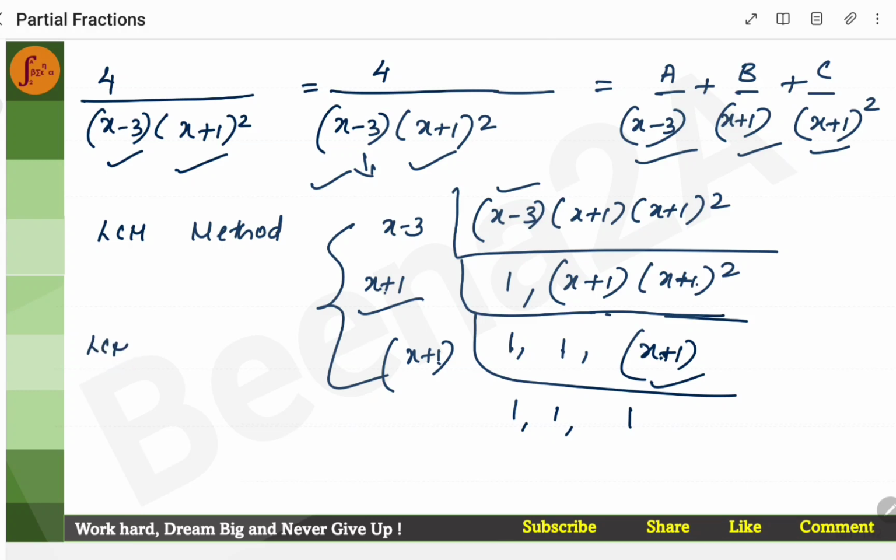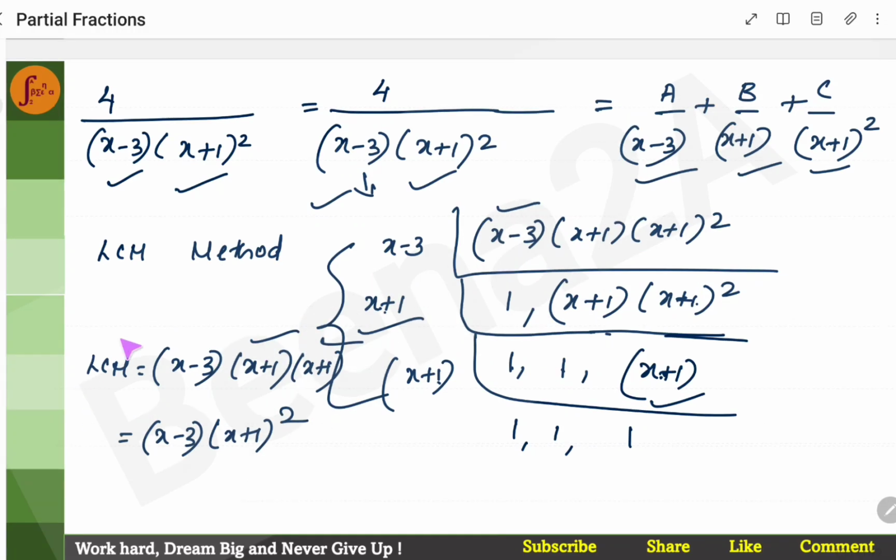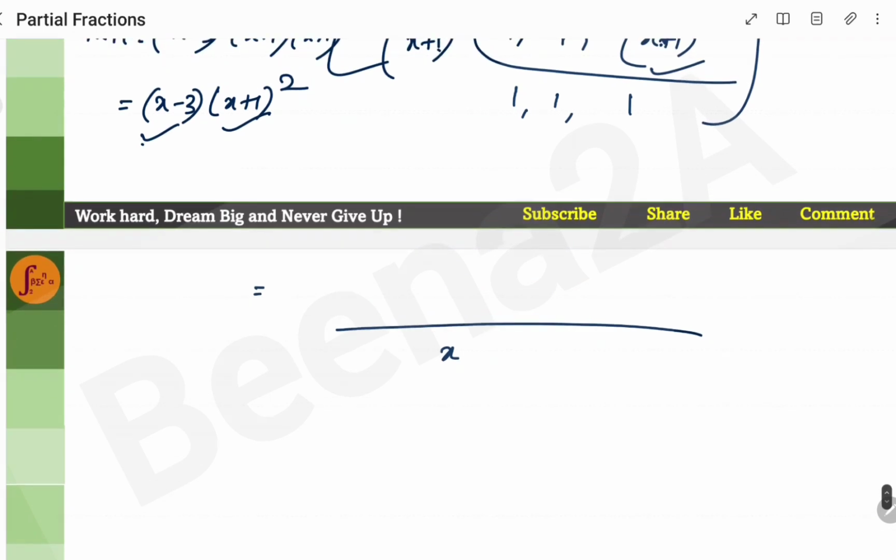What is the LCM? LCM is x minus 3 into x plus 1 into x plus 1, which is nothing but x minus 3 into x plus 1 the whole square. You don't have to do this entire step. What you have to do is take the terms which are different: one is x minus 3, and take the one which has the repeated factor, x plus 1 the whole square. You take the repeated factor and x minus 3 and that becomes the LCM. Simple. This is just to explain. LCM would be x minus 3 into x plus 1 the whole square.